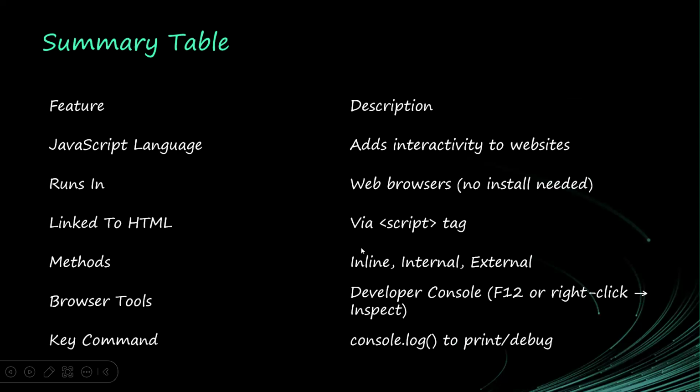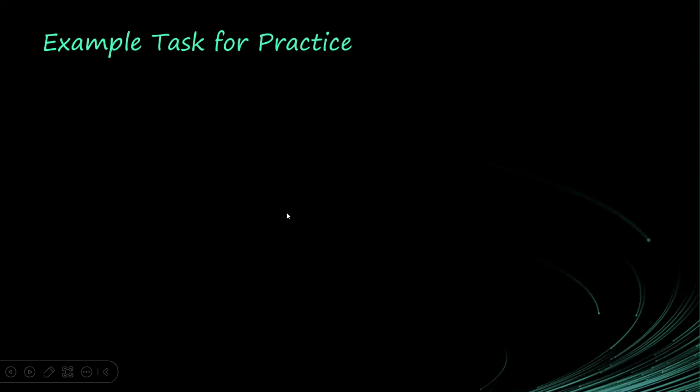Okay. So, in summary, the JavaScript language adds interactivity to websites. It runs in web browsers. No install needed. You link it to HTML using the script tag. You can use inline, internal, or external. Always choose to use external. Use the developer tool. If you go to your browser, press F12 or right click and click on inspect. Key command: console.log to print or debug. You will use this console.log a whole lot. Okay.